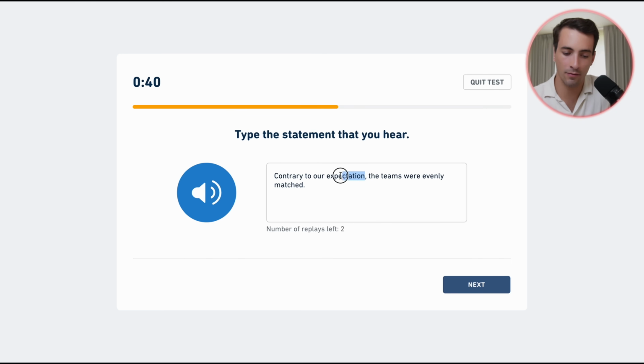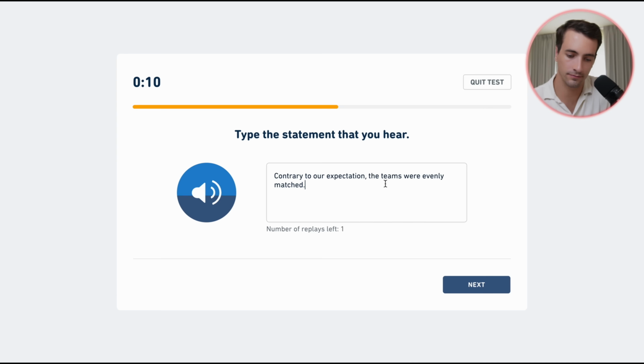And what I'm going to pay attention to is this word. In English, we typically say expectations, plural, but I think he says the singular, expectation, which is still grammatically correct, just unusual. So that's what I'm going to listen for. Contrary to our expectation, the teams were quite evenly matched. Okay, contrary to our expectation, he says. So no plural. And then let's use the final listen to see if I got everything else correct.